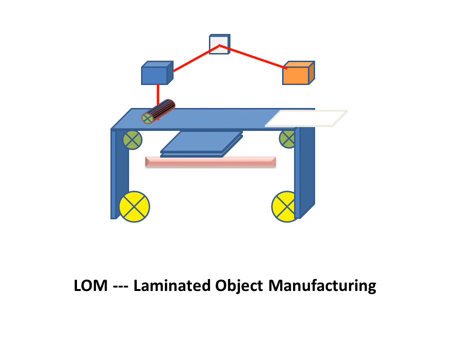So this is the process of laminated object manufacturing. This is a product which is made by these sheets fused to each other.